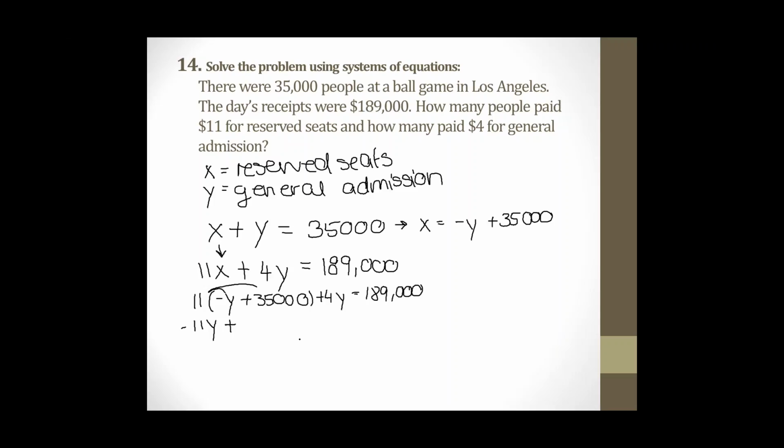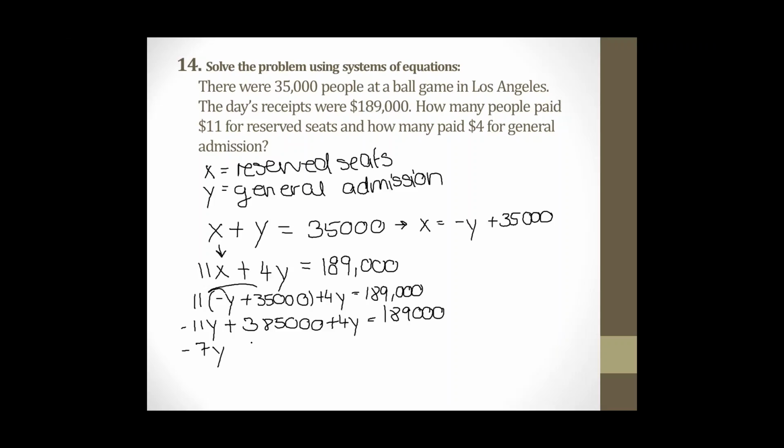Okay, guys. Yeah, there we got some answers. 385,000 plus 4y equals 189,000. Solving for y, so negative 11y plus 4y, what is negative 11 plus 4? Yeah, we got a negative 7, making sure you guys know your signs.